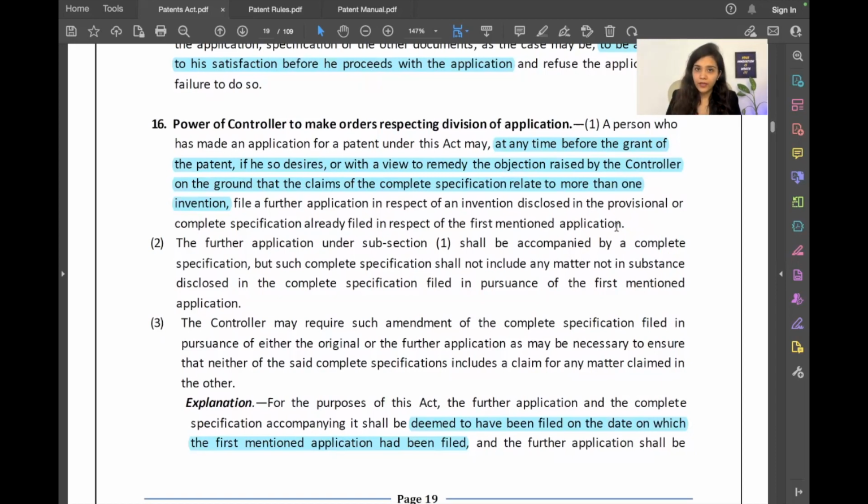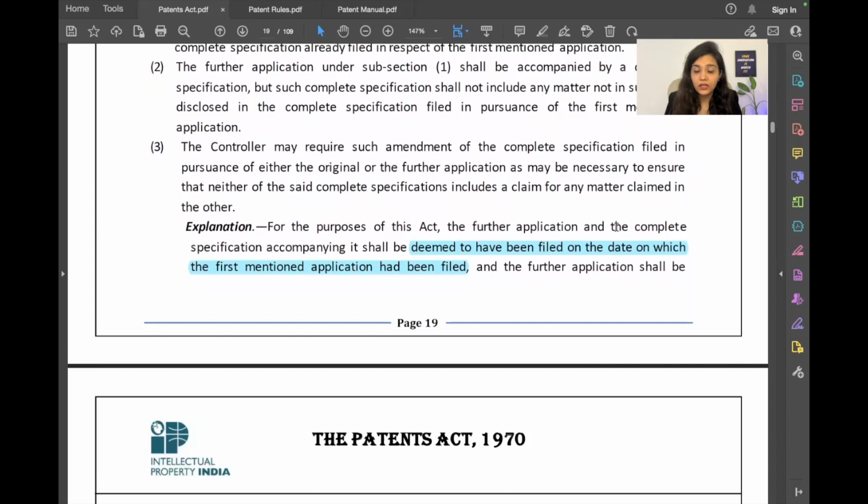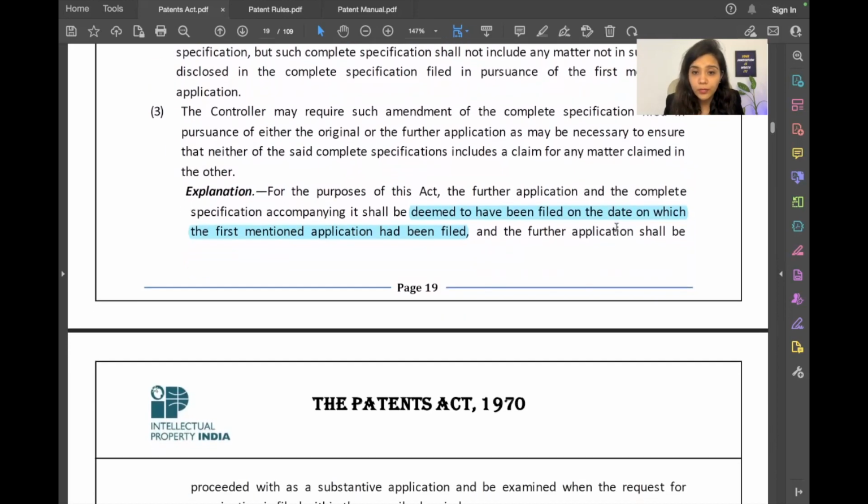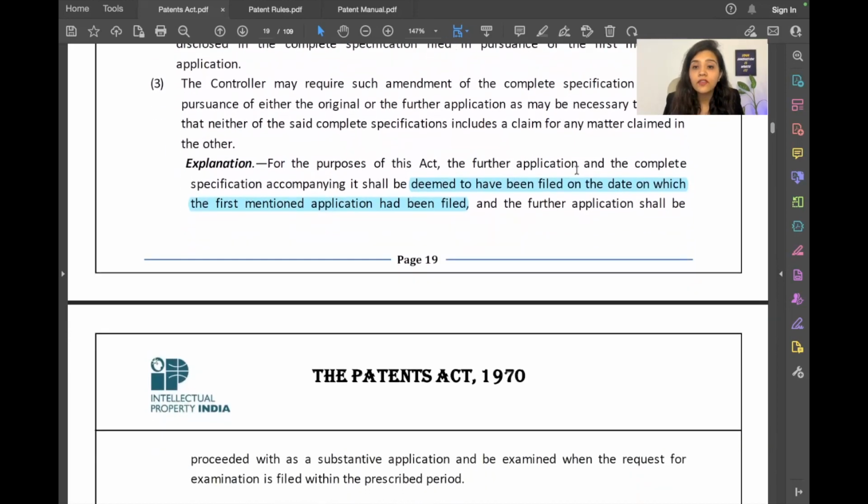So you have an application, you are dividing that application into two. You can do it yourself, or the controller can ask you to do it, because your invention might not be related to a single inventive concept. So for that we have the divisional application, but in the explanation it is written about the date, which is for the purpose of this Act, the further application, which means the second application that is formed after dividing your previous application.